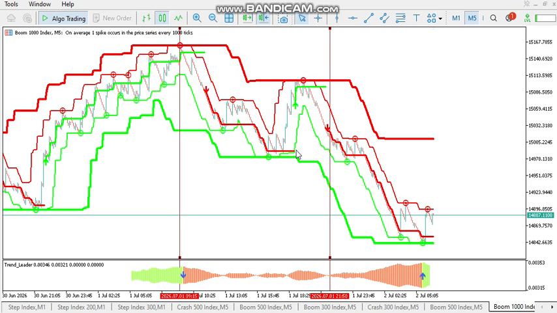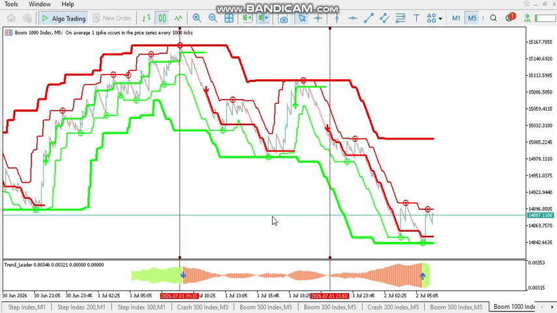This is Speedway. So guys, as you can see, this is Boom 1000 on 5 minute time frames. I want to show you guys what this particular trade showed to us during the night, and also what we are going to be aiming for today.